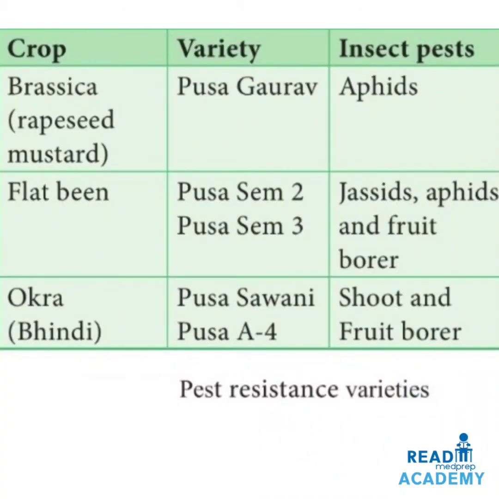Here you can see the pest resistant varieties: crop on the left side, variety in the center and insect pest. Brassica, called rapeseed mustard, the variety is Pusa Gaurav, was produced with insect resistance to aphids. Flat bean, Pusa Sem 2, Pusa Sem 3, which is resistant to jassids, aphids and fruit borer. Okra, bhindi, Pusa Sawani and Pusa A4. It is resistant to shoot and fruit borer.